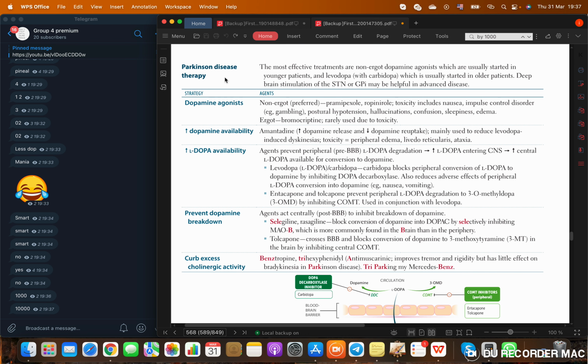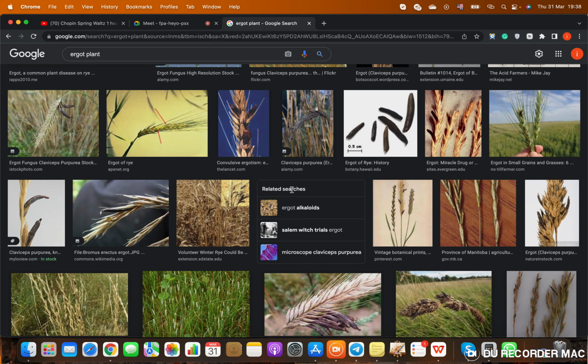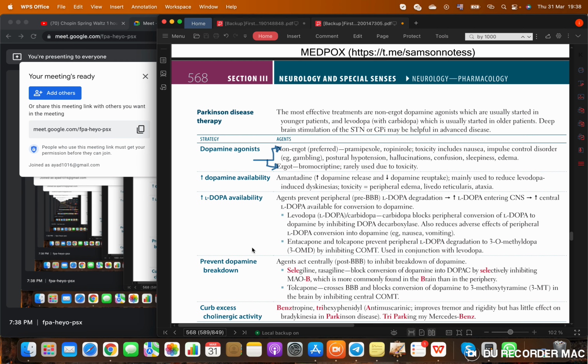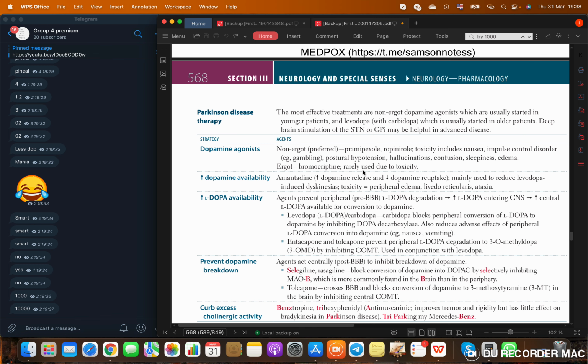First of all, about the dopamine agonists. We have two types: the non-ergot and the ergot. The ergot medications come from plants, and they tend to have higher toxicity than other medications. All of the ergots have this shape. They look like wheat, okay? There are different types of them, of course. They are not wheat exactly, but they look like it. But for all of these, we say the word ergot, for this type of plant. So the non-ergot, which is the preferred medication, tends to have much fewer side effects, okay?